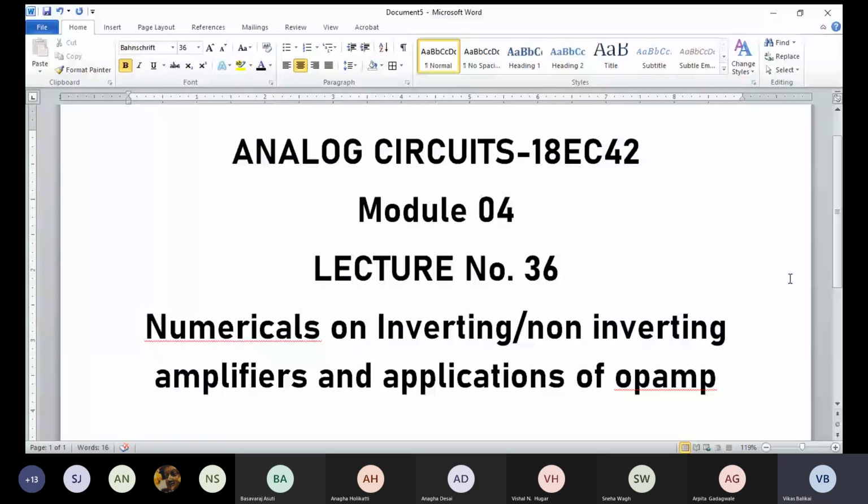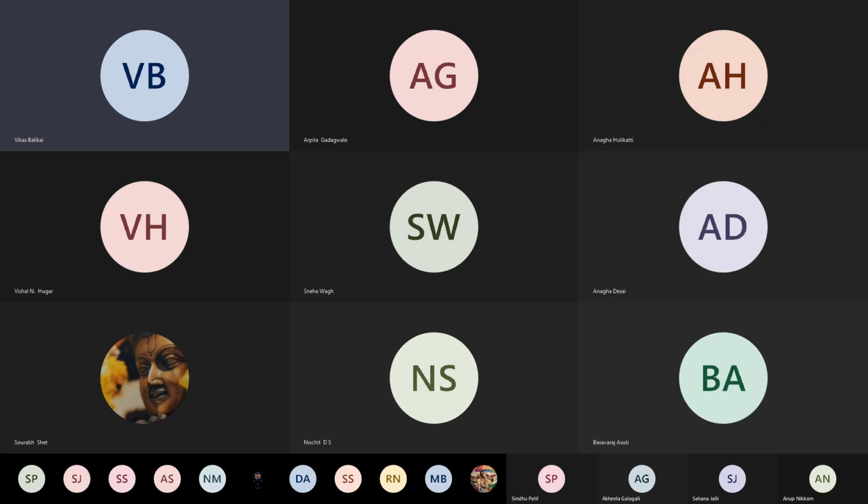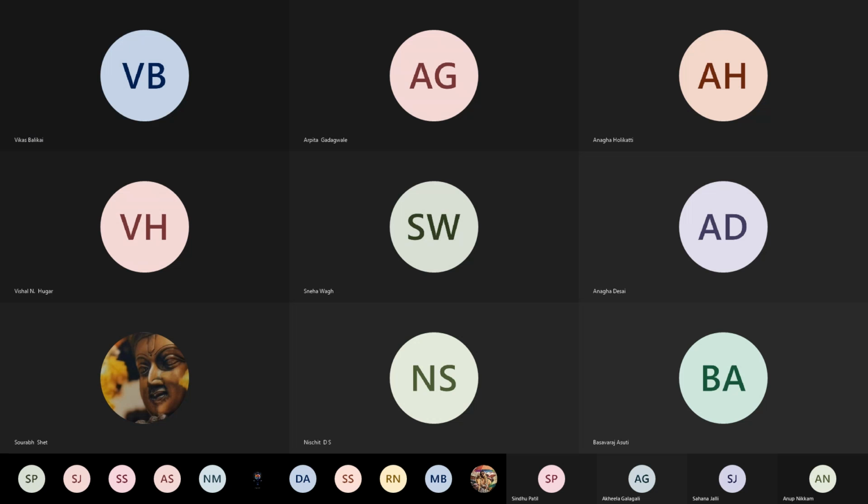And also we'll start with the applications of opamp, and we'll try to analyze how the opamp plays a vital role in getting things done easily through its various applications. So to begin with, I'll share the contents of what we have done in the previous class.